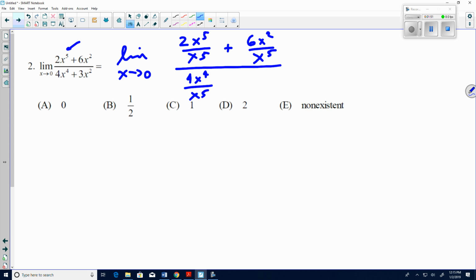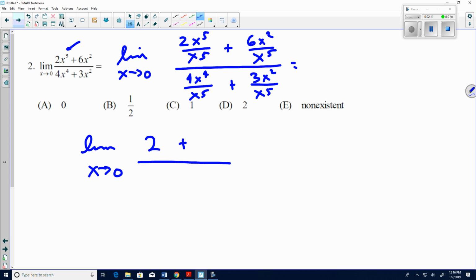You might remember this from last year, 3x squared over x to the 5th. And then we simplify each of those, so we have the limit as x goes to 0. Here, the x to the 5th cancel, so we just get 2. Here, the x squares cancel, so we get 6 over x cubed. Here, the x to the 4th cancels, so we get 4 over x. And here the x squares cancel, so we get 3 over x cubed.